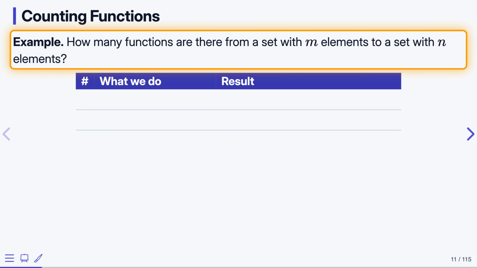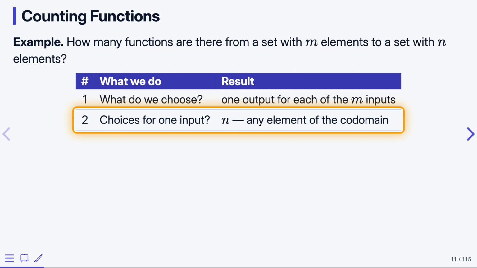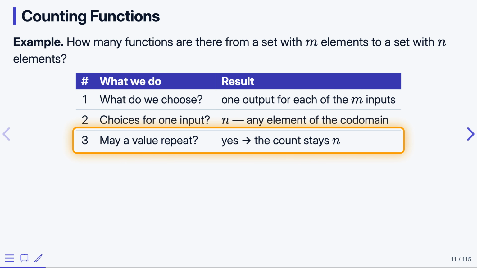Now we count functions. We have a set with m elements and a set with n elements. How many functions go from the first set to the second? Step 1. A function gives each input exactly one output, so we choose one output for each of the m inputs. Step 2. For one input, we may pick any of the n elements of the second set, that is n choices. Step 3. A function may send two inputs to the same value. Repeats are allowed, so the count stays n for every input.